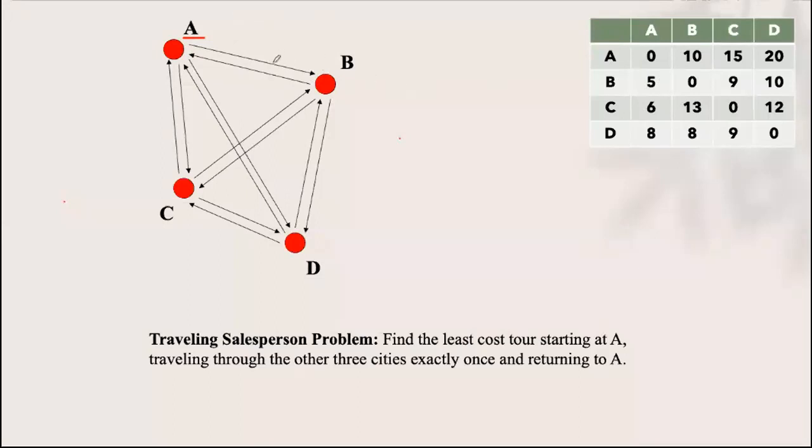In the matrix, it's given what the cost is for each and every path. B to A is 5, like that. The graph is showing the path between each and every vertex with the cost. The cost is given in this table.